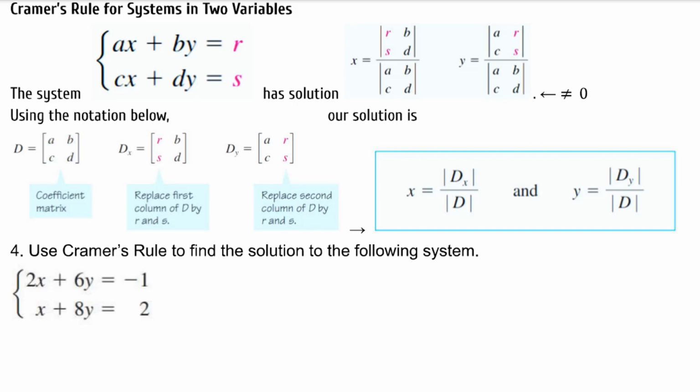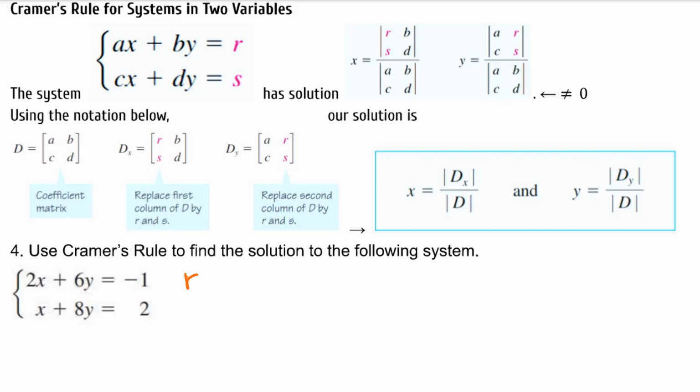Using the notation below, we'll call D the coefficient matrix, the 2x2 coefficients of x and y. Dx will be the 2x2 matrix where we replace the coefficients of x with r and s. And Dy is the coefficient matrix where the coefficients of y are replaced by r and s. Then x is equal to the determinant of Dx divided by the determinant of D, and y is equal to the determinant of Dy divided by the determinant of D.